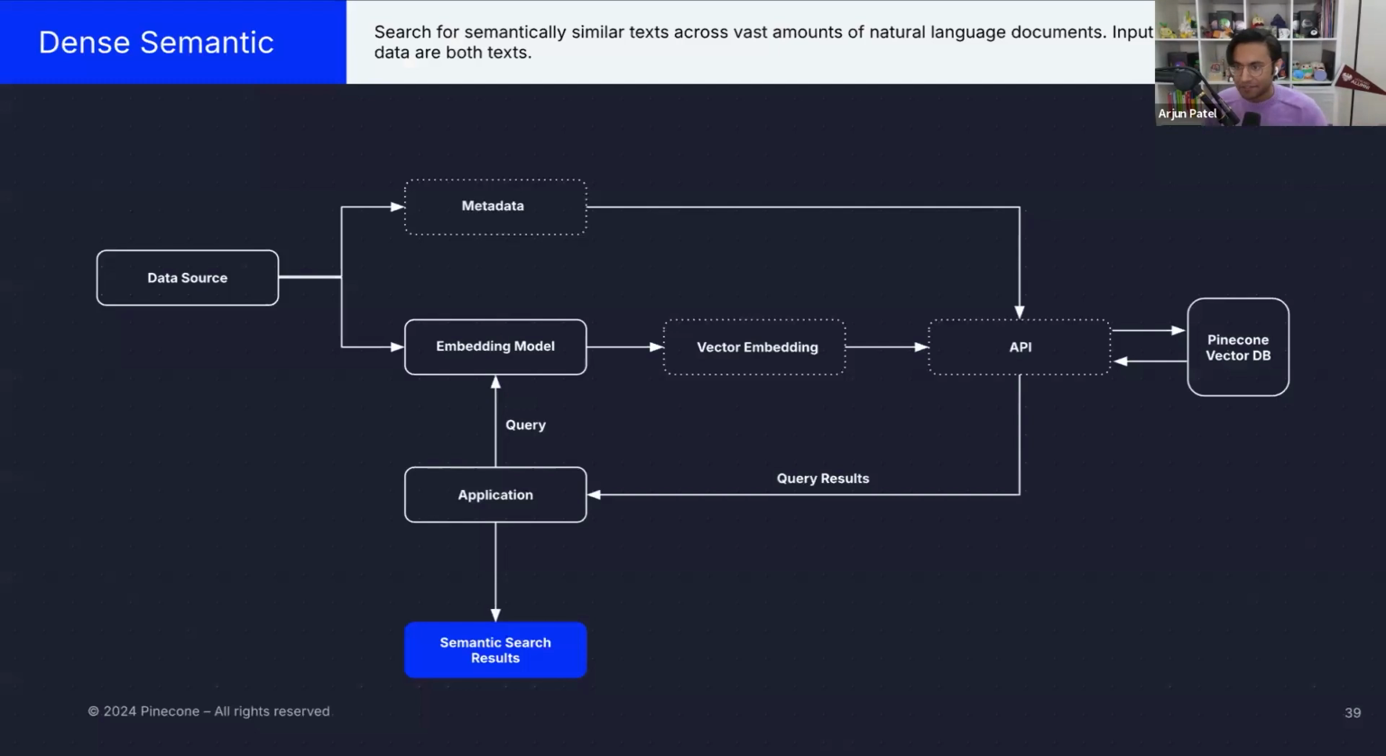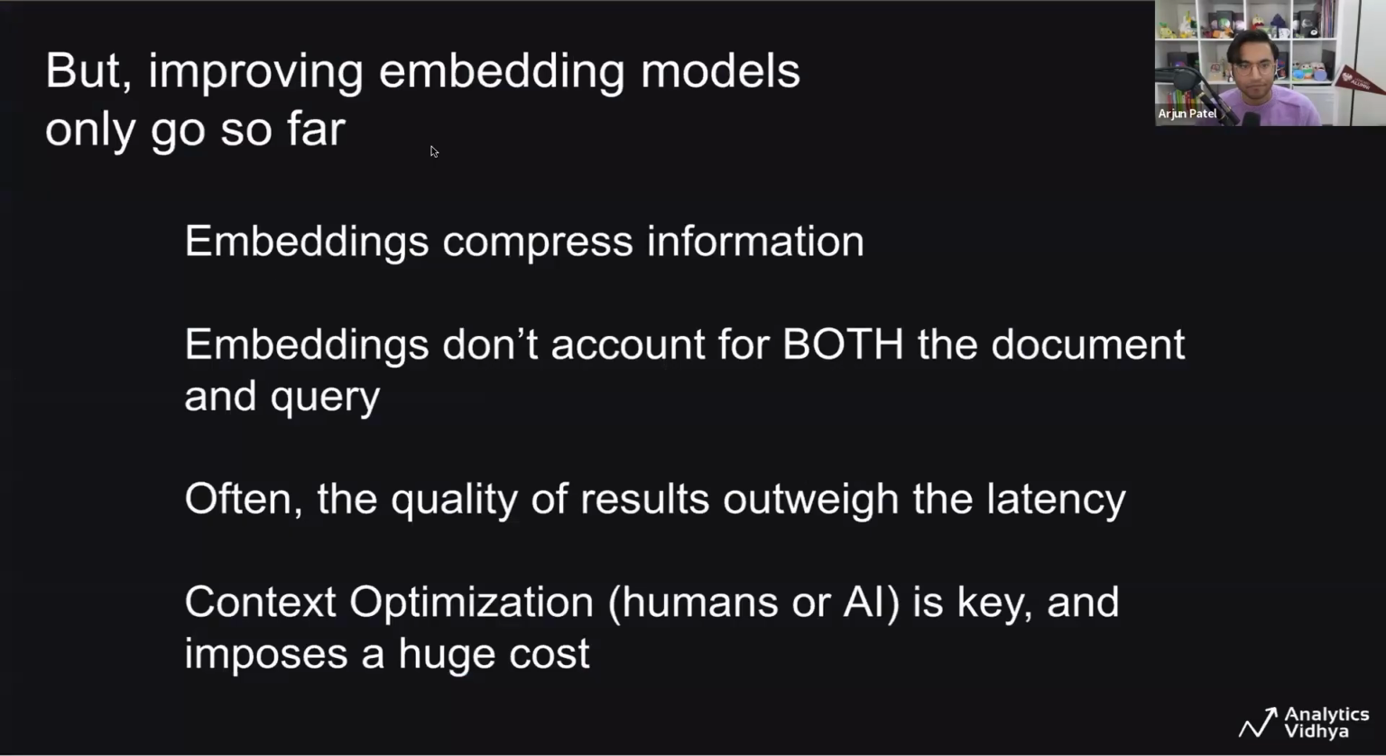When you're doing semantic search, you end up building an architecture like this, where you have your data sources, you ingest them through your embedding model, you pass them to the API, upload them to Pinecone, and then when you have some query, you pass that back into Pinecone, embed it, find everything inside that's close, and return the results back. That's where a vector database plays into here.